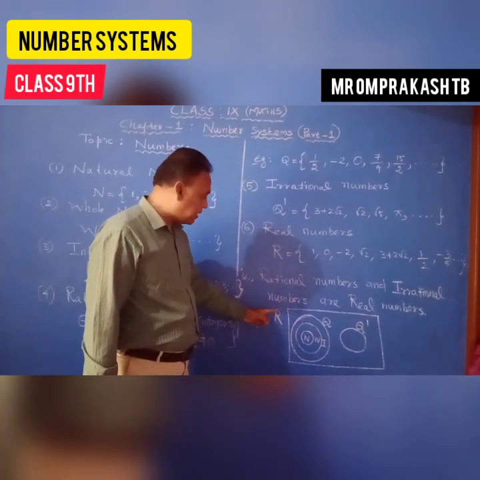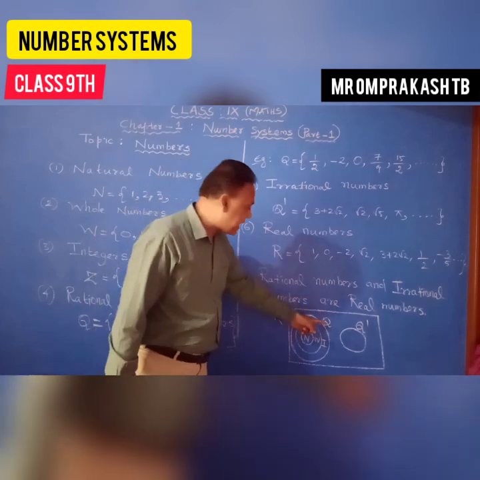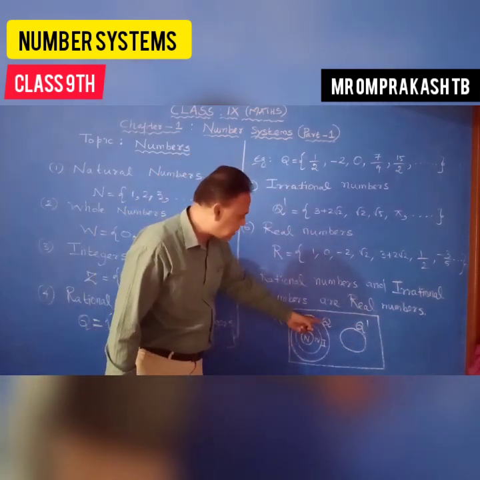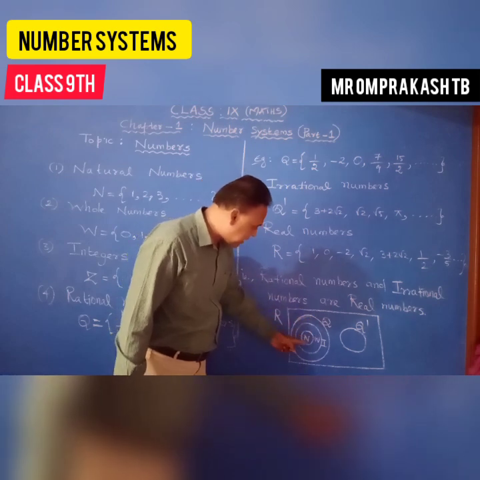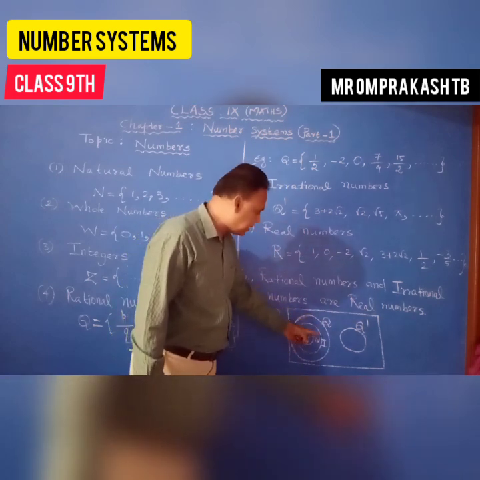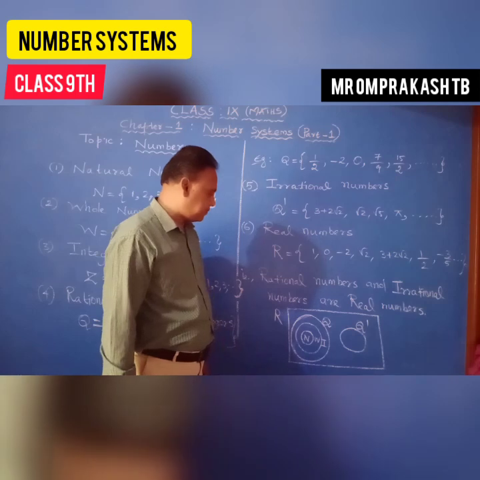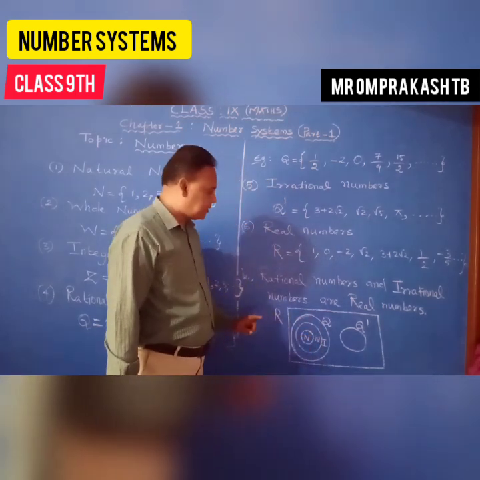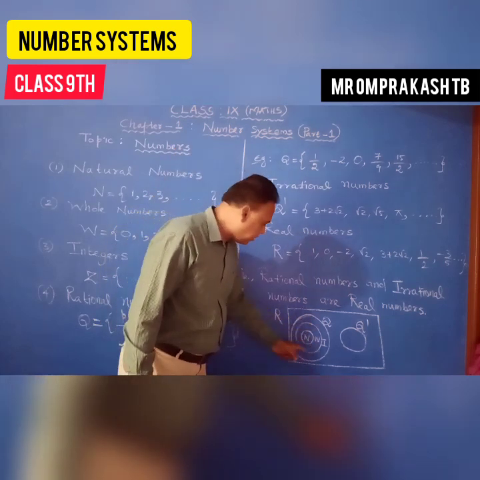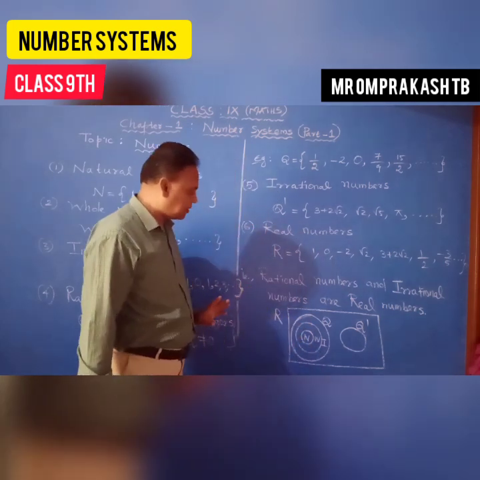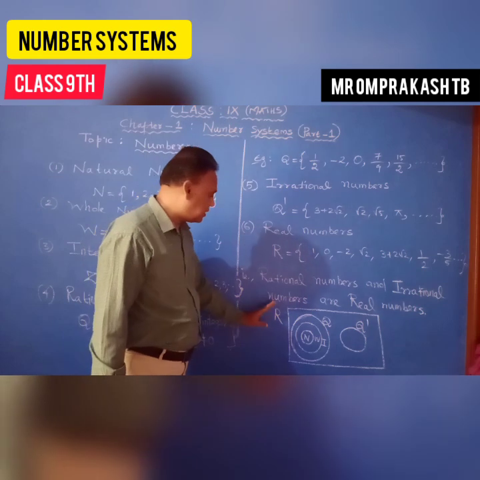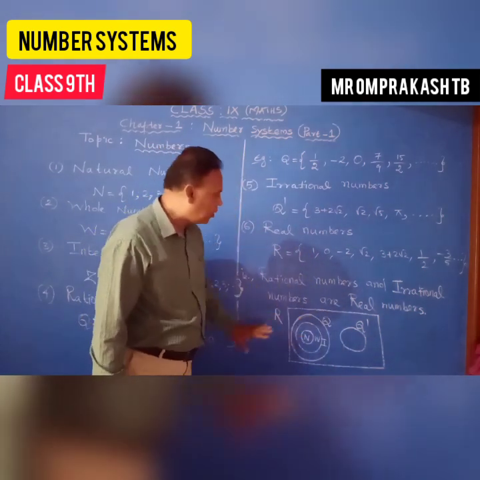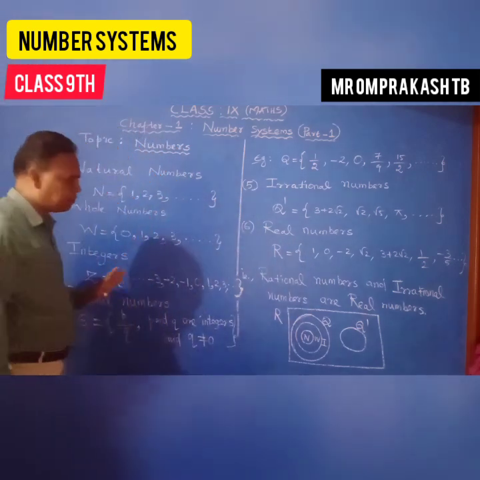So the real number contains what? Rational numbers and irrational numbers. You see, a rational number contains natural numbers, then whole numbers, then integers. So here you see integers contain whole numbers and natural numbers. Whole numbers contain natural numbers. So this is the diagram. You have to always remember this diagram. It is very easy for you to remember all the numbers.